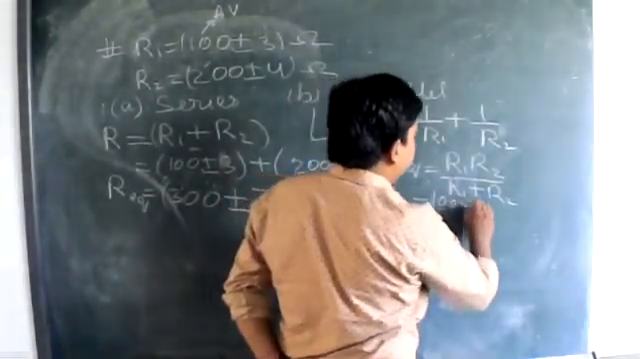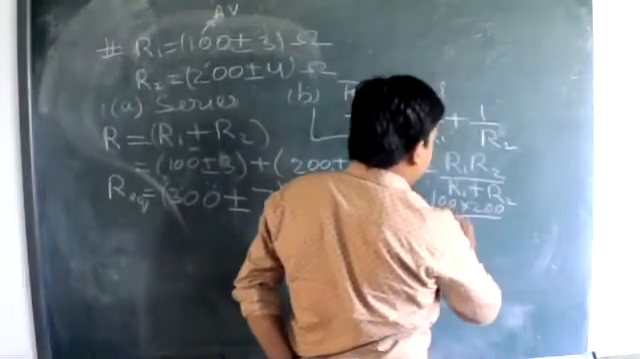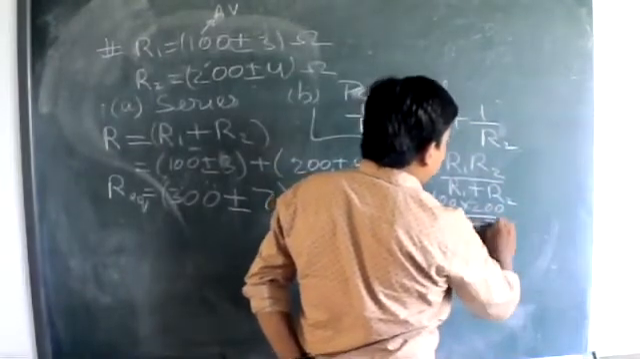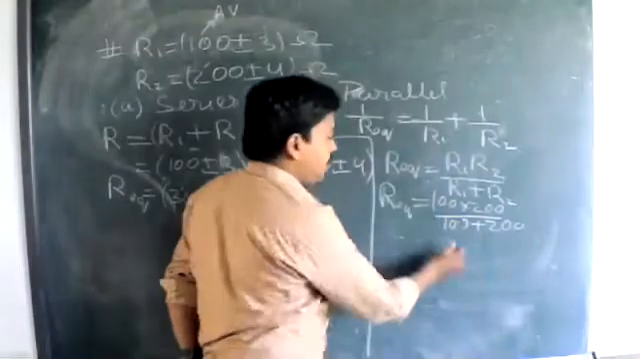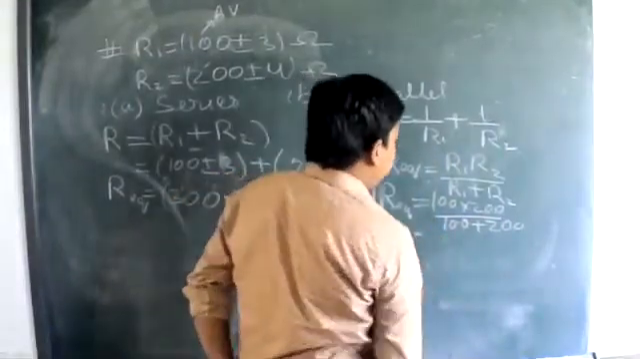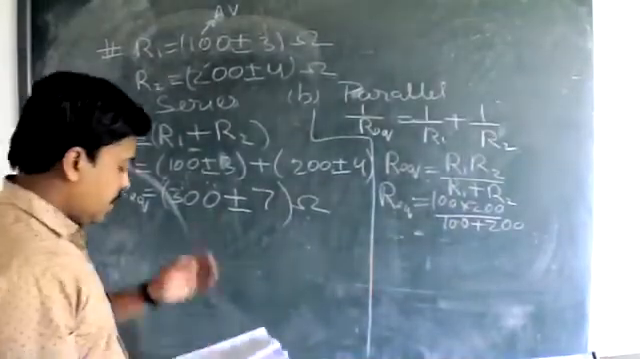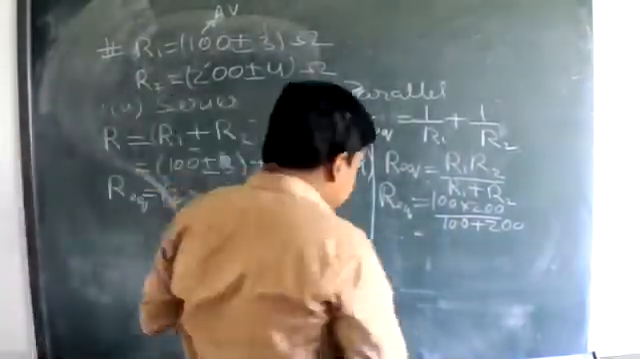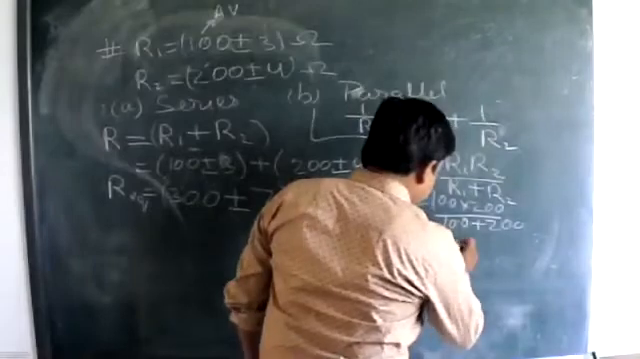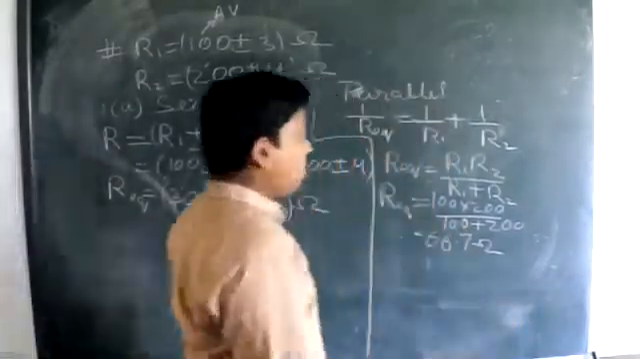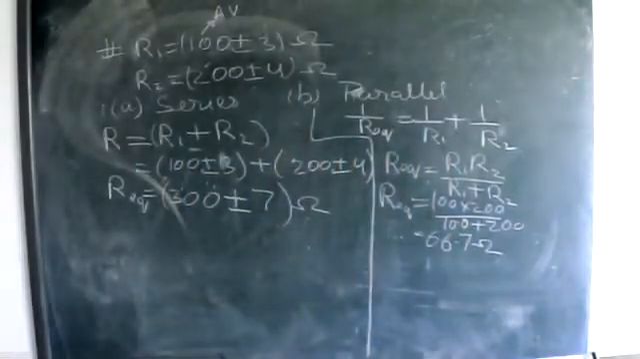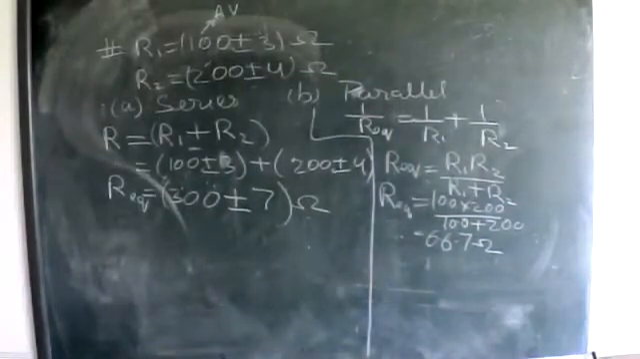100 into 200 upon 100 plus 200. That's what we can write. So in the numerator, what does it come out to be? After solving, you will be getting 66.7. It's a simple mathematical calculation. And now, according to the question, what do we need to write?